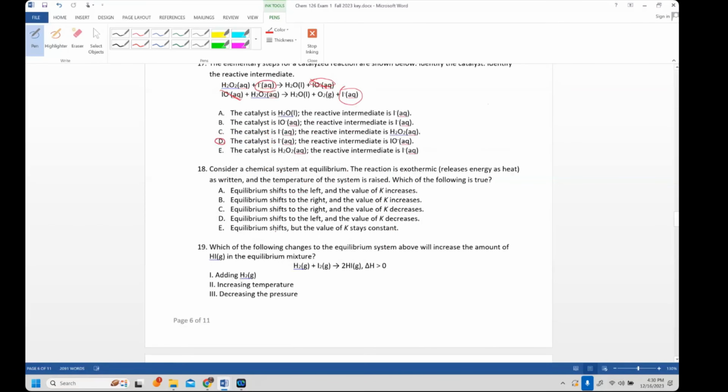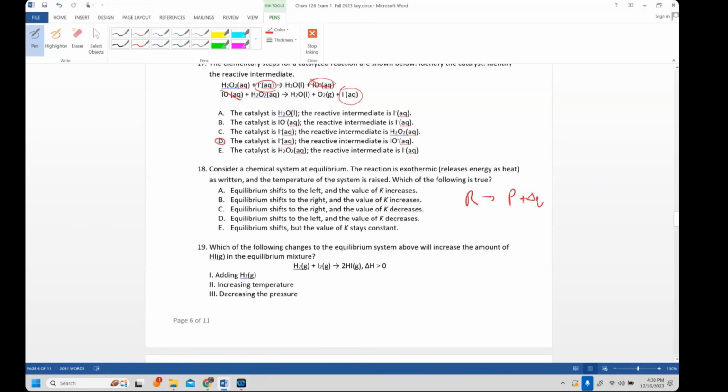Next, consider the chemical system at equilibrium. The reaction is exothermic, meaning it releases heat, as written, and the temperature of the system is raised. Which of the following will occur? So if you have an exothermic reaction, meaning it releases heat, you have reactants yields products plus Q for heat.